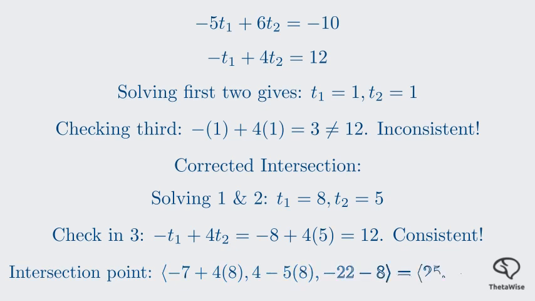Now for the check with the third equation: T1 + 4 = T2... 8 + 4 equals 12. This is consistent. My apologies. The paths do intersect at T1 equals 8 and T2 equals 5, at the point (25, 36, 30).